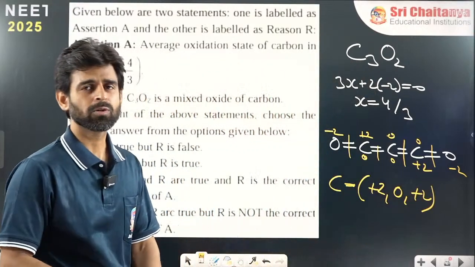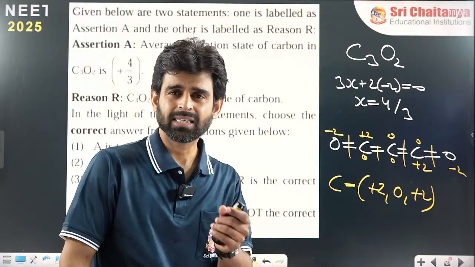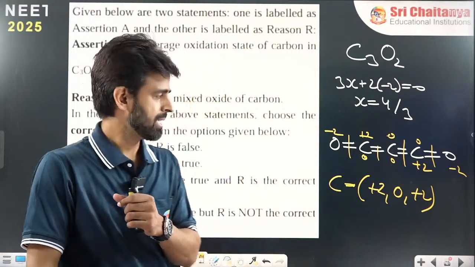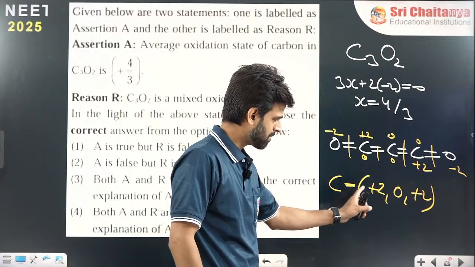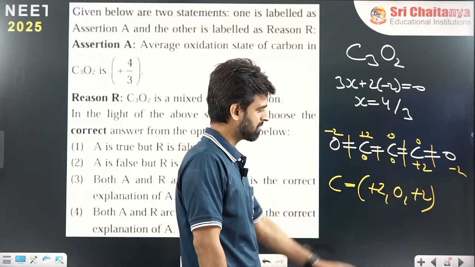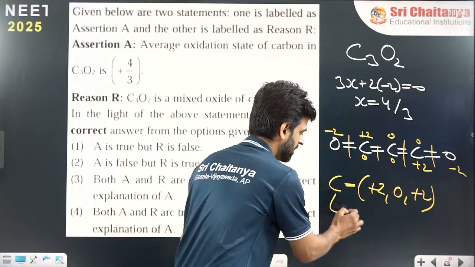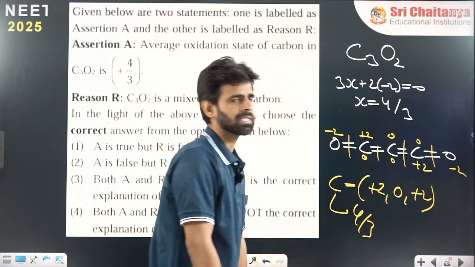So it is carbon suboxide. Here there are no two oxides mixed. Here we have carbon plus 2 as well as plus 2, and one is 0. So the average is coming how much? 4/3. Fine.